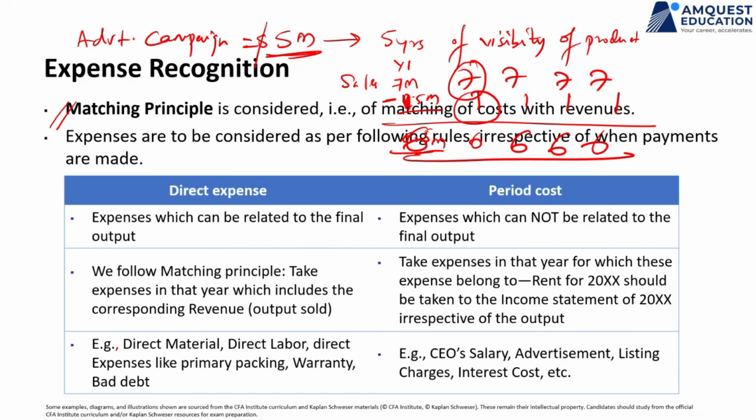Now in this, there are two types of expenses to be considered: direct expense and period cost. This is also called product cost and period cost. So sometimes direct expense is also called product cost or product expense, and the other is also called indirect expense.